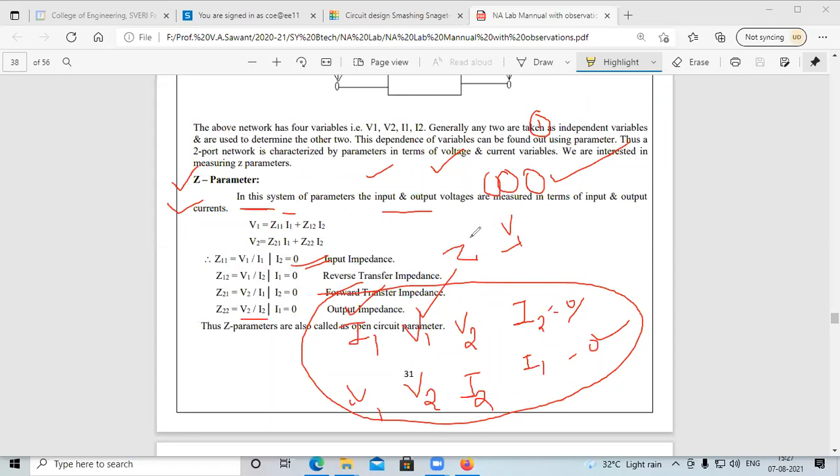First of all we will simulate this and take the readings, that is V1, V2, I1, I2 for the first condition, where I2 is 0, and V1, V2, I1, I2 for the second condition, where I1 is 0. Okay, so we will do the simulation.